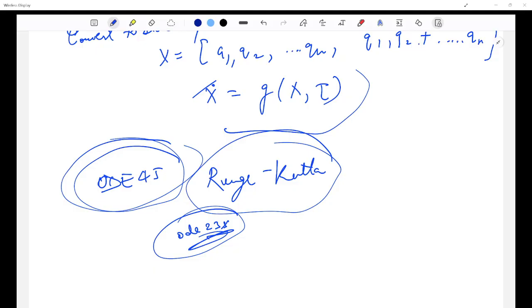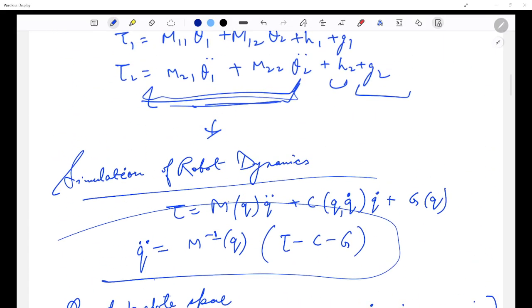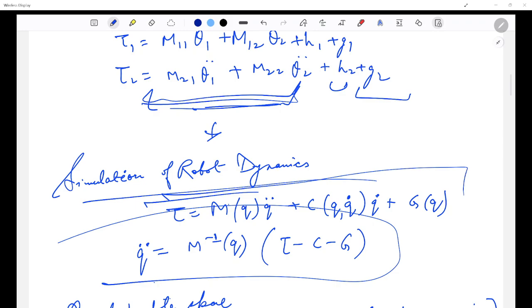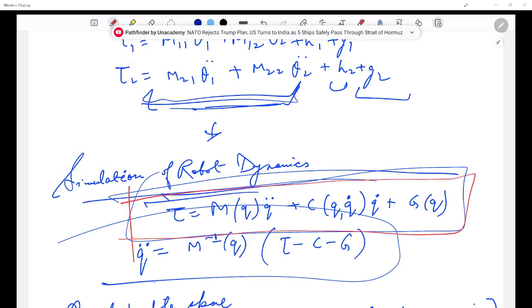Just a brief of this equation: it is really important. This equation particularly is very important because it has the inertia matrix, Coriolis and centripetal forces, gravity terms, and whatever actuator forces are there. So all robot controllers are built using this equation.